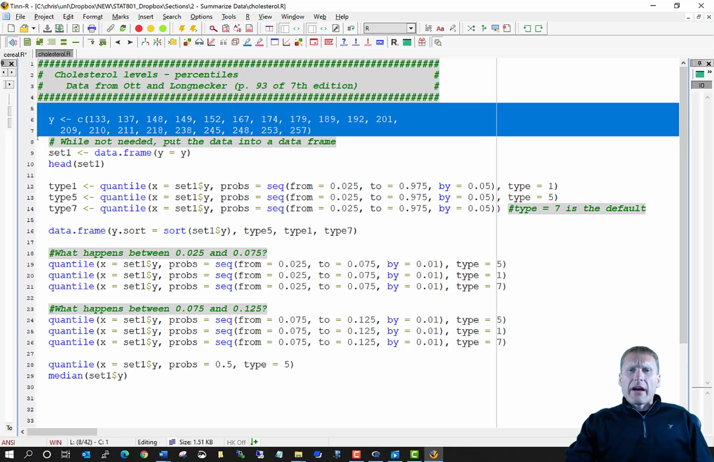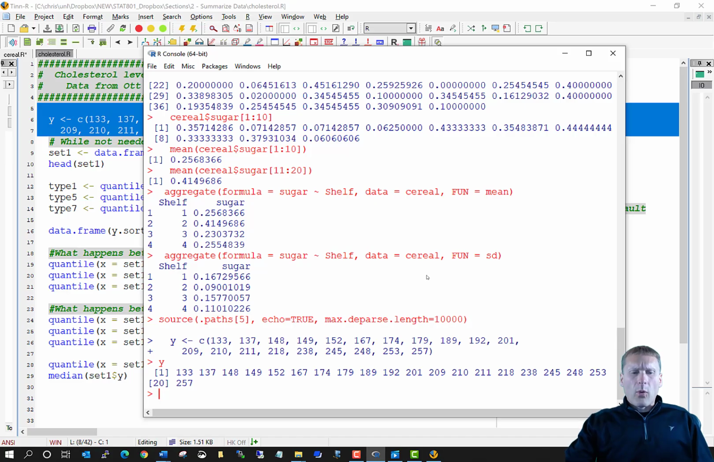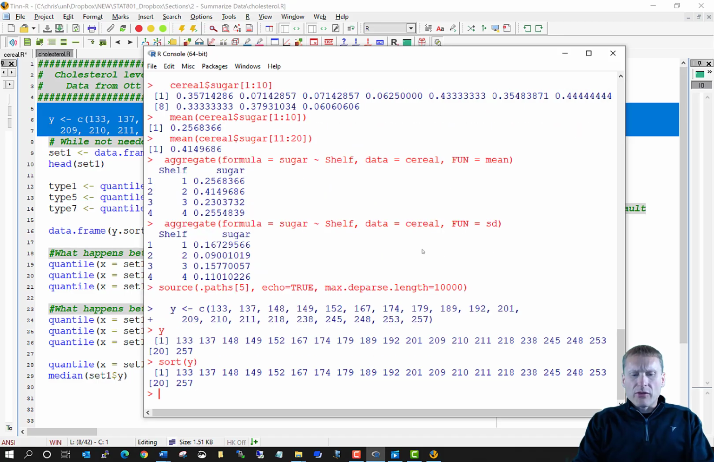And the Y values are going to be cholesterol levels. It just so happens I've already ordered them for us, and so I've read them into an object called Y. If they were not ordered already, then you could simply use the sort function to order them.